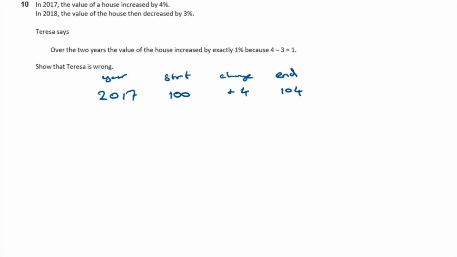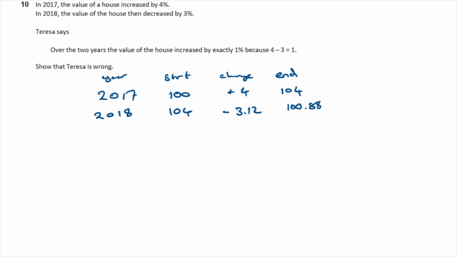Okay, and then in 2018, I would then have 104 to start with. Then what is 3% of 104? So 3% of 104 would be 104 times by 0.03. That would be £3.12. So that would be minus, we'd be taking off £3.12 from this amount. So 104 minus £3.12 leaves me with £100.88.